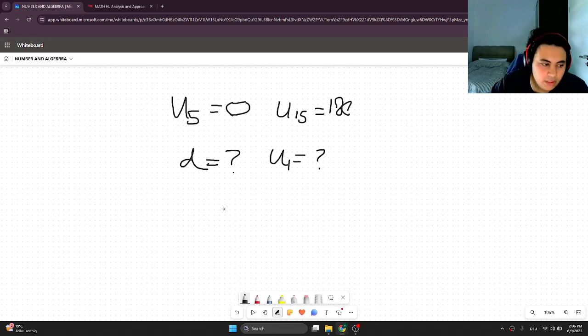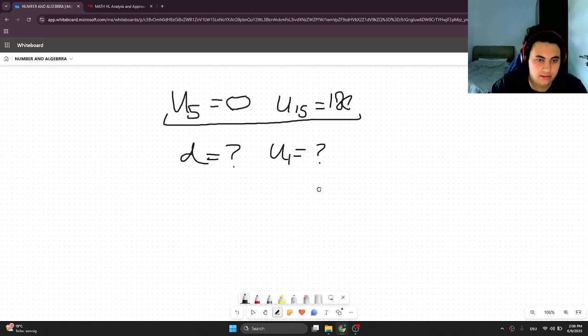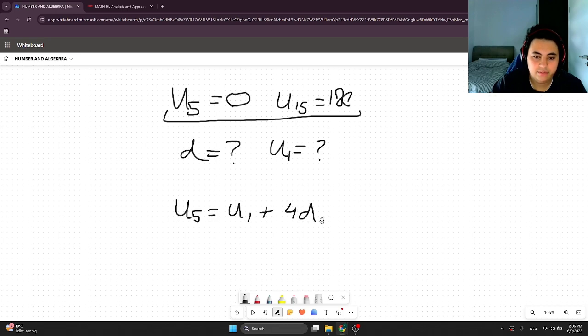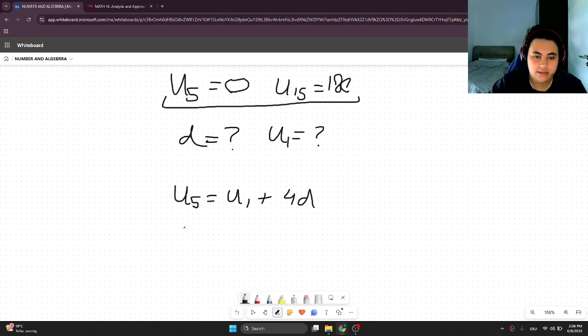As I said before, we did a question similar to this. When the two most important elements, which are d and u1, are missing from your arithmetic sequence question and you need to find them, whatever information is given to you is probably going to be so that you can build a system of equations. So you have u5 is equal to 0 and u15 is equal to 180. So we just plug these in. You have u5 is equal to u1 plus 5 minus 1, which is 4, multiplied by d, right? So u1 plus 4d is equal to 0. So this is my first equation.